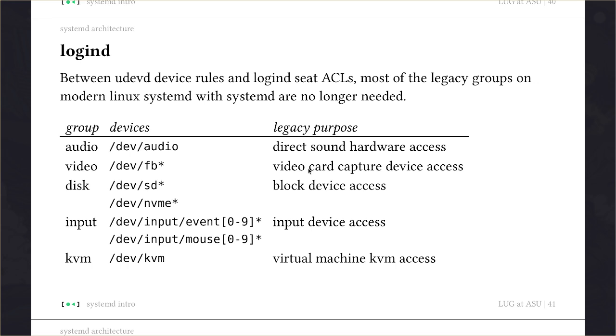It will go in and manually add you to the access control list for various devices that you're allowed to access. This is done by logind, and you can change the configuration if you need. So beforehand, you might need audio or video to be able to control audio and video devices. If your systemd is configured correctly, then you shouldn't need these groups anymore at all.